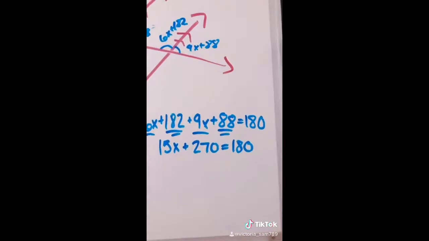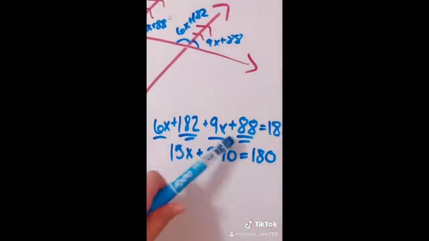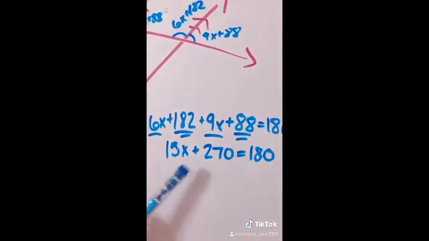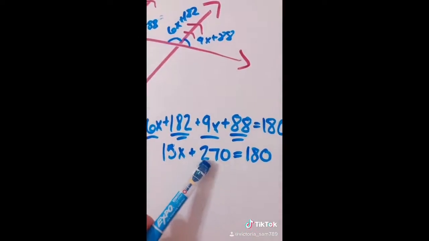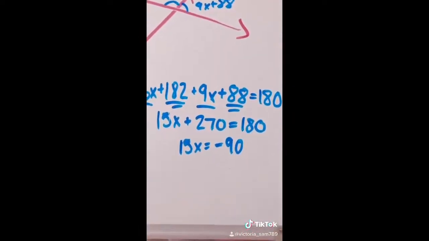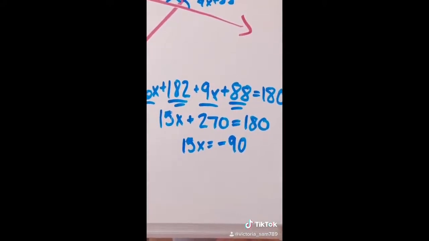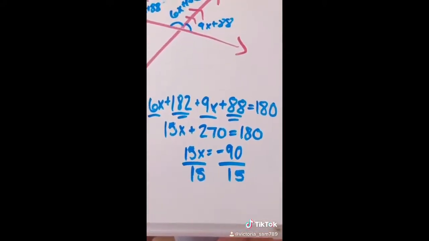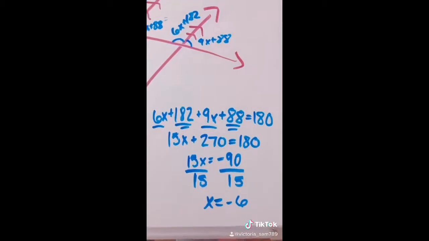So now we just have to simplify the problem. We combined our x's and our multiplications. Now we have to go ahead and subtract 270 from 180, which gives us 15x equals negative 90. So now we divide each side by 15. And we get x equals negative 6.